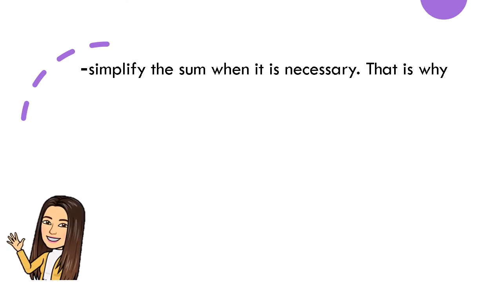Simplify the sum when it's necessary. That is why 4/4 plus 3/4 equals 7/4. It's not yet the simplest form. So if we simplify it, the answer is 1 3/4.